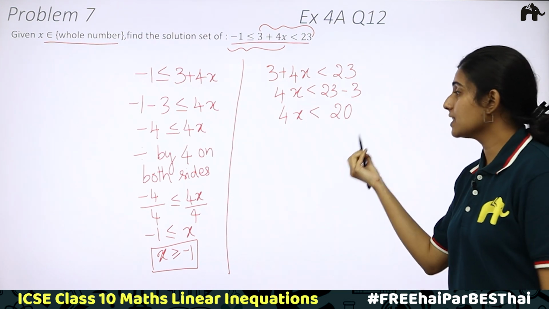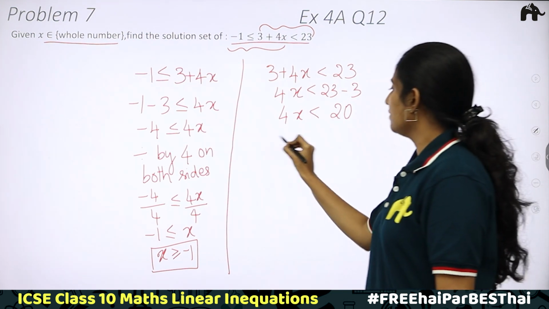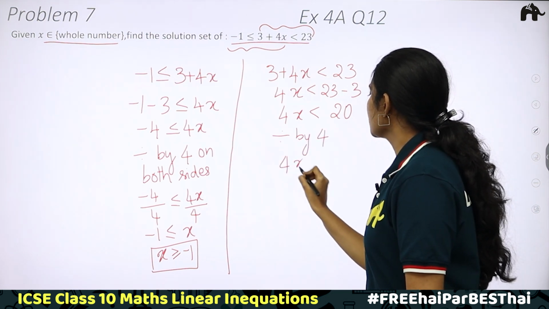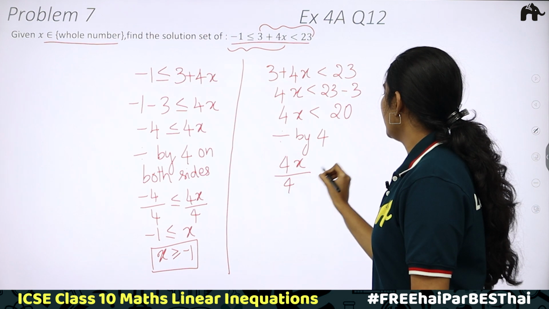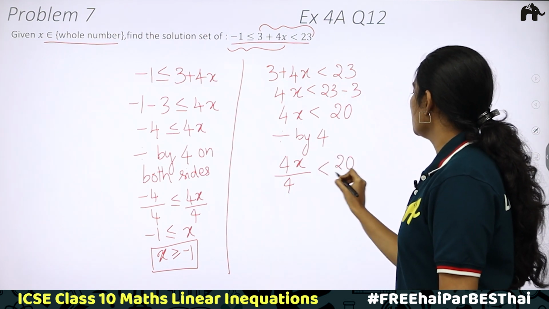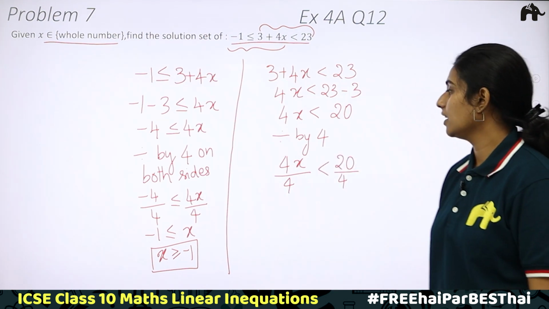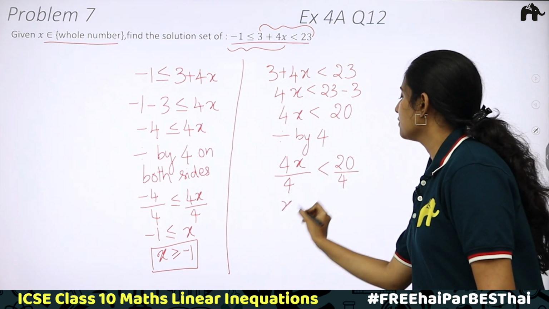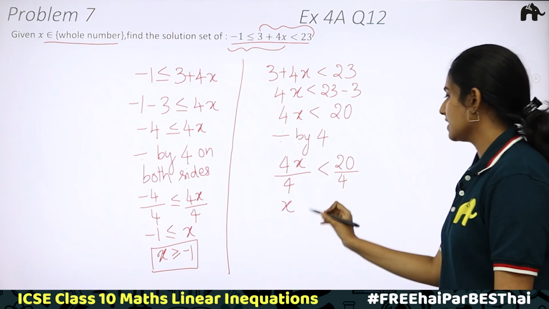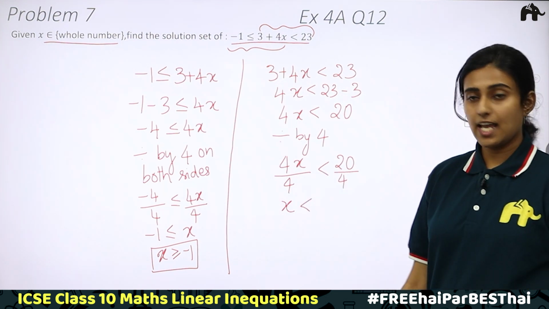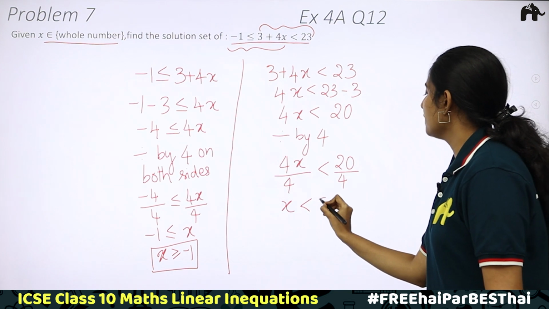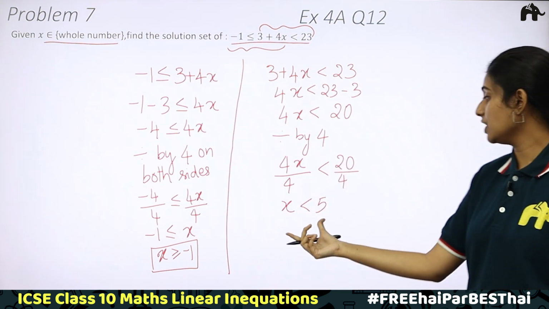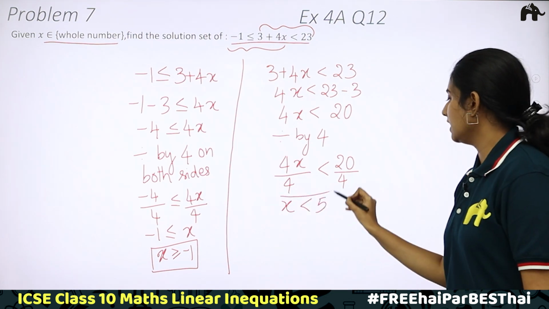Dividing on both sides by 4, you get 4x by 4 less than 20 by 4. 4 and 4 cancel. You have x here. x less than 20 by 4, which is 5. Okay. Now we have got the conditions for x. This is our second condition.